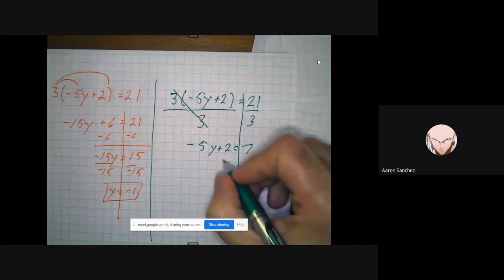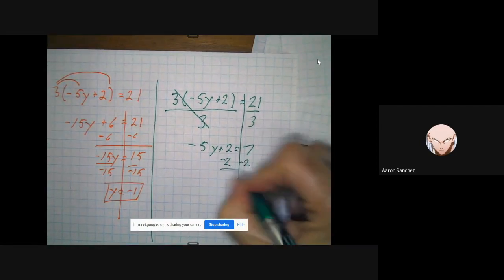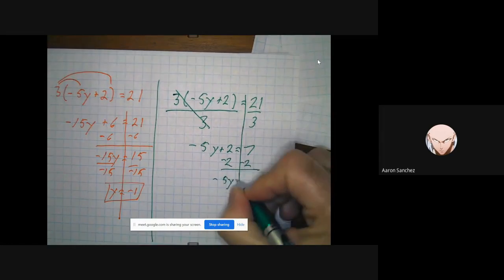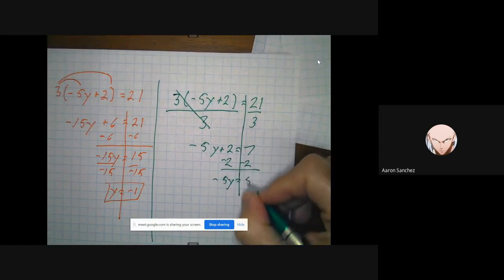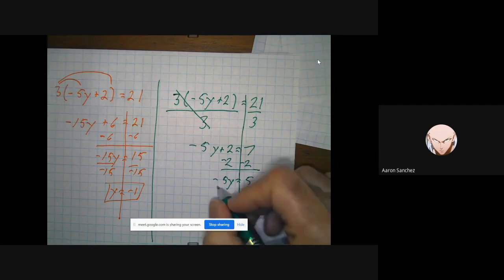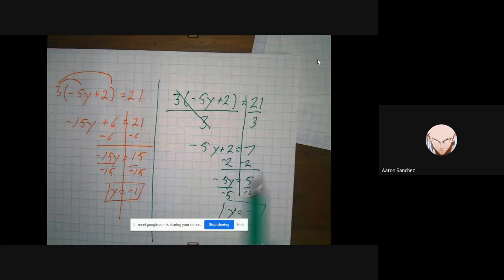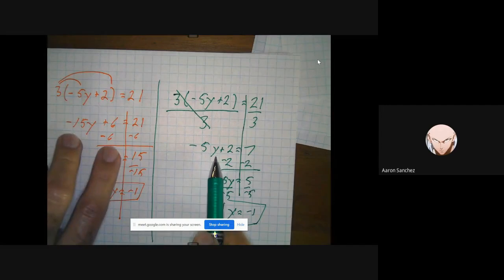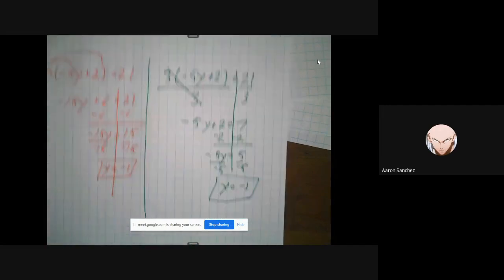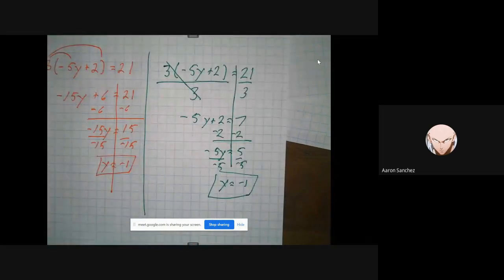And then I subtract 2. -5y equals 7 minus 2 is 5. And then I divide by -5. And 5 divided by -5 is also -1. So I think this is easier in my opinion because now I just have a 5 and 2, not 15 and 6. It almost eliminates a step. But anyway, that's how you do that. But good job. Are there any questions?